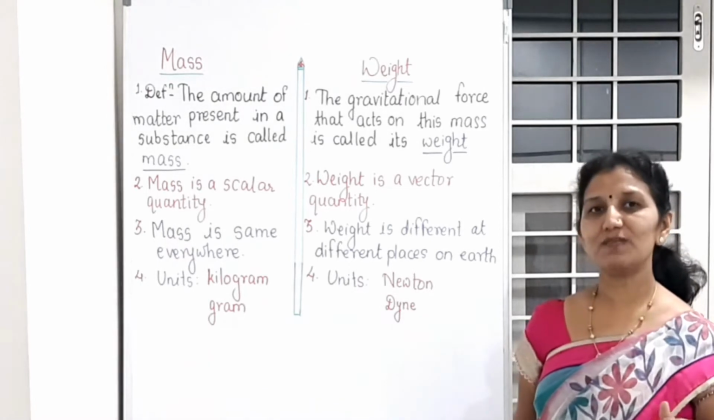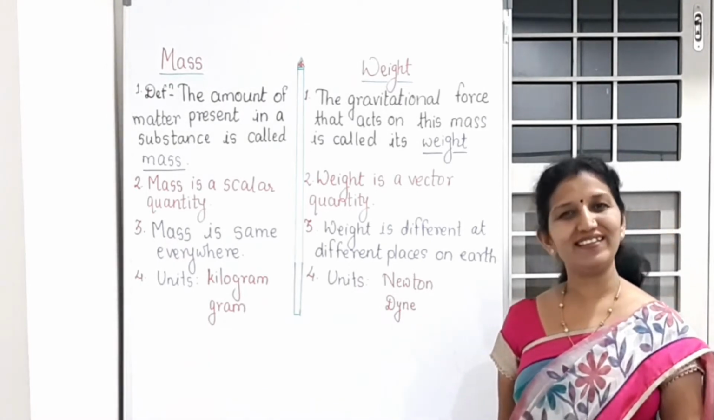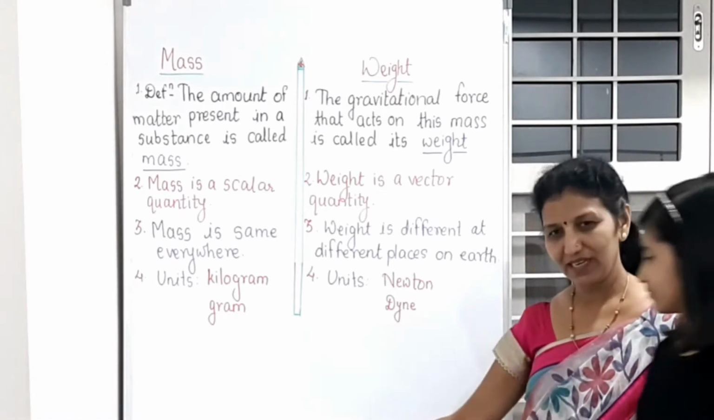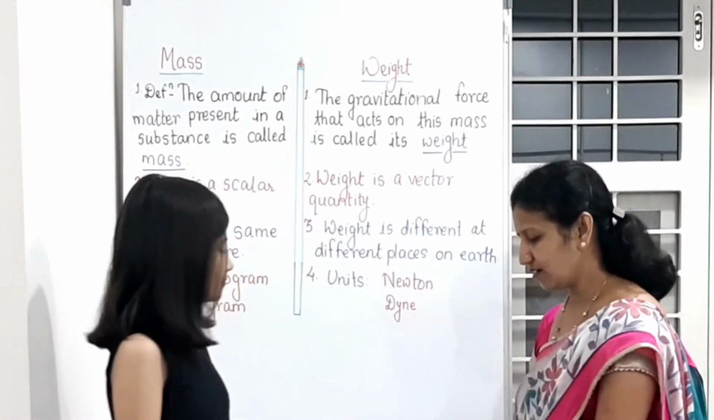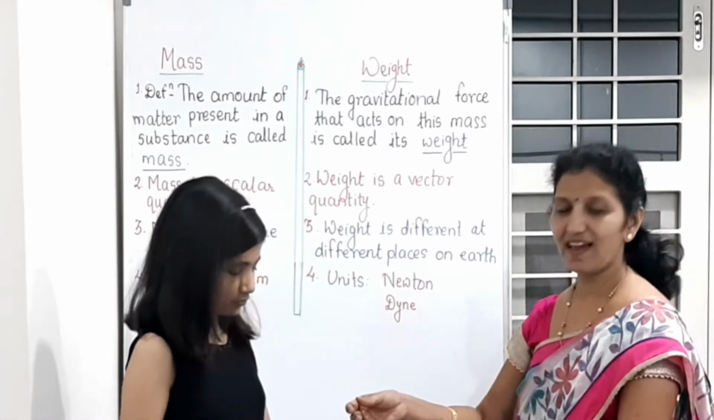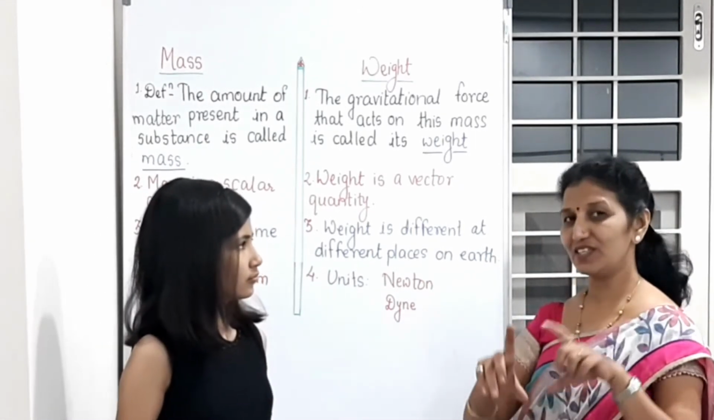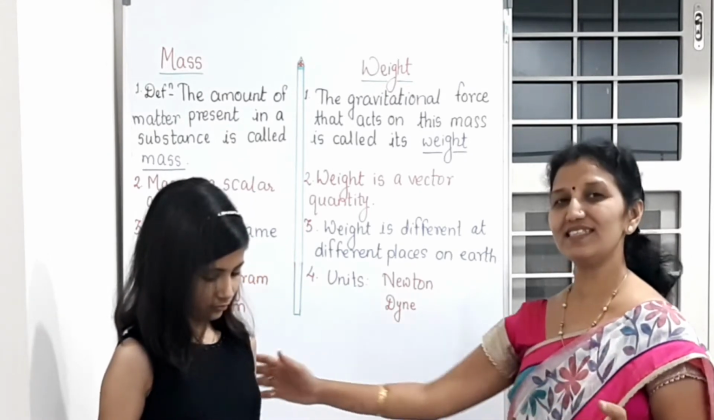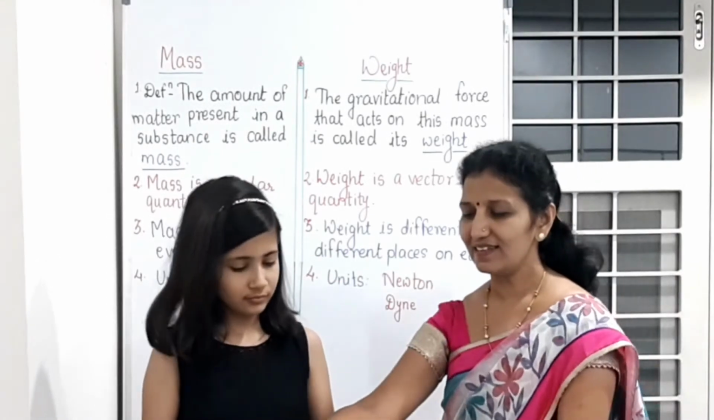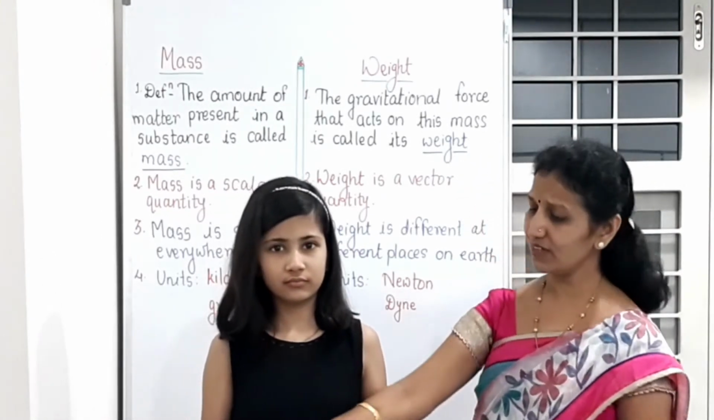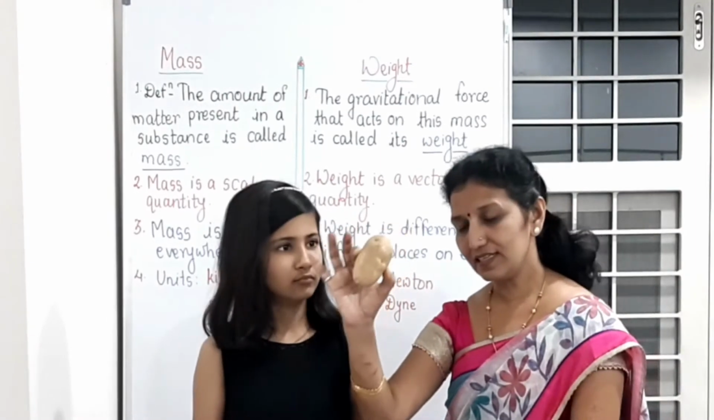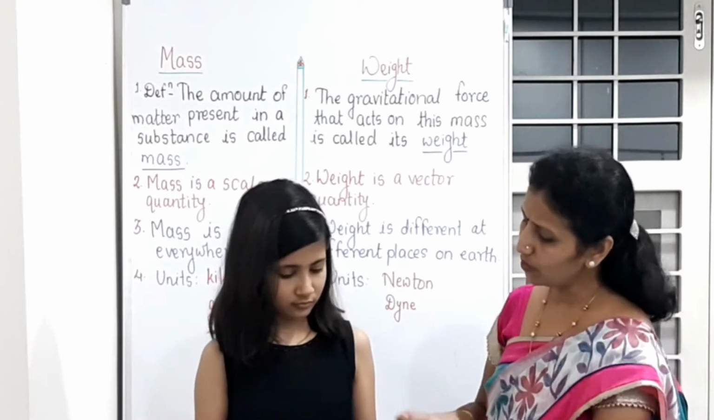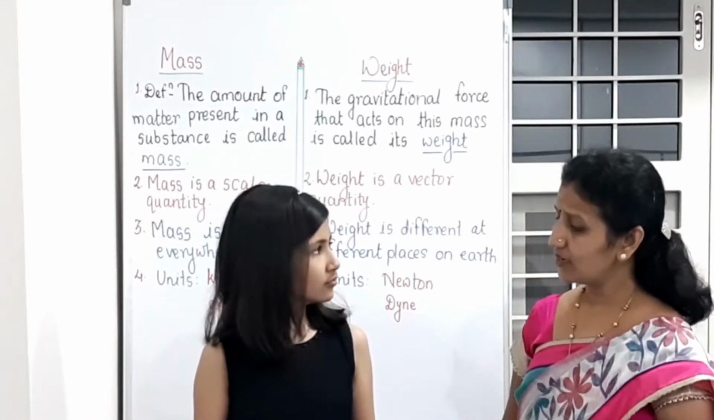Now we will explain this concept with Riya. Come on Riya. Come here. Now take these two pens. I don't have a balance right now, so just imagine that these are the two pans of a balance. Now see, here is a big potato and here is a small potato. When you are holding these two in your hands, what do you feel?